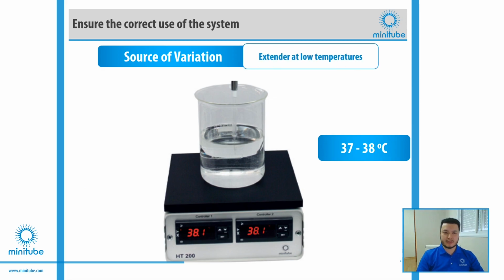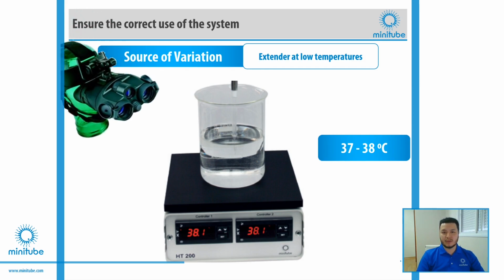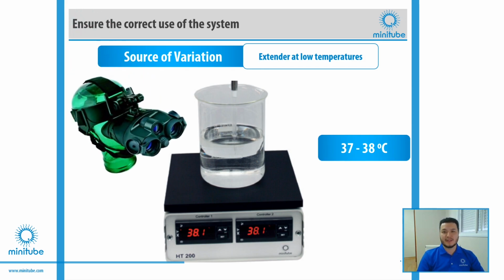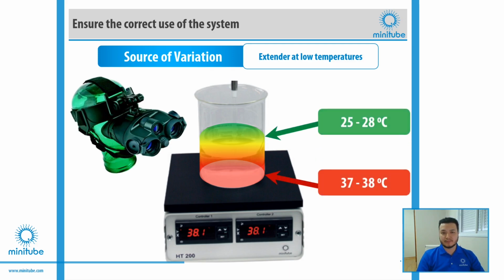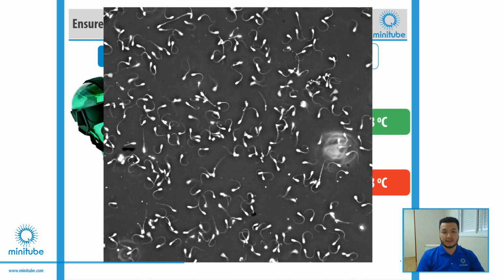Extender at low temperatures. It's known that temperature is very important when handling semen of any species. Normally the temperature should be around 37 to 38 degrees Celsius. In this example, if we could look with super thermal vision glasses, we would notice that the desired temperature is actually only at the bottom of the vessel. At the top, the extender is cooler, and this is where you will take the sample from. When you put this cold extender in contact with the semen sample, you can cause a thermal shock, and many sperm cells will be killed.